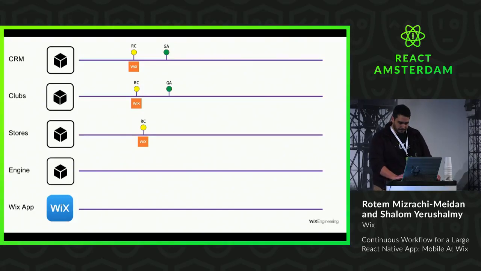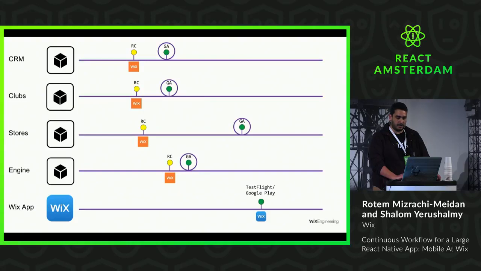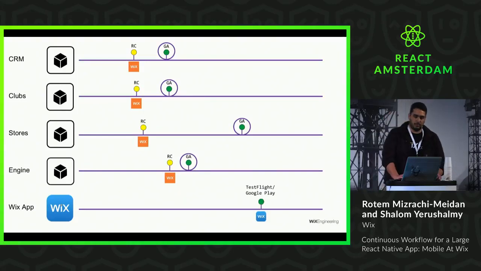So when it comes time for the weekly release, the production version, as you can see the blue icon on the bottom, it picks up all the modules in the GA and releases it to the IPA to TestFlight and the APK to Google Play.